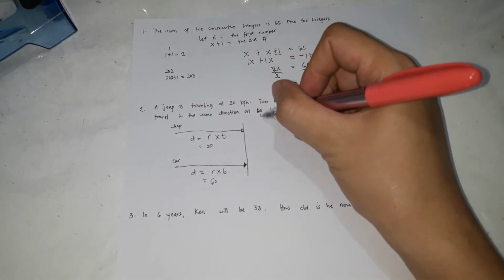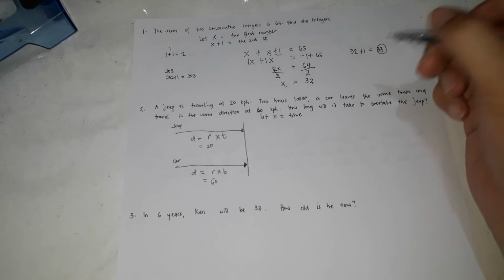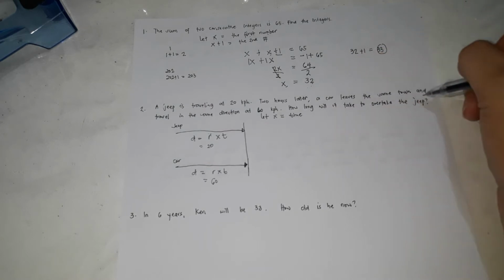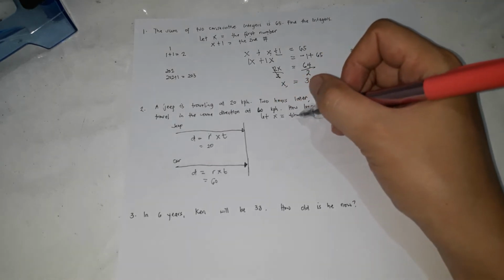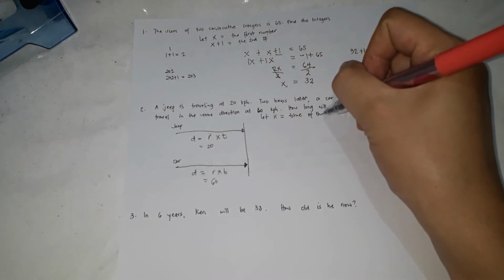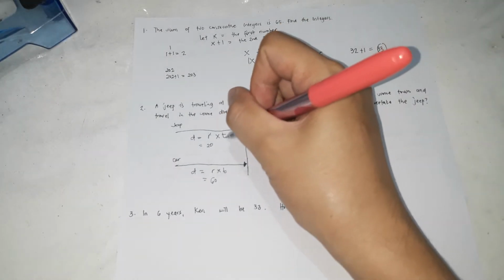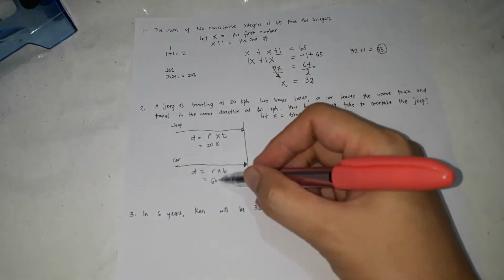So, let x be the time it takes to overtake the jeep. But we're just going to write x as the time. So, x is the time of the jeep. This is the travel of the jeep.